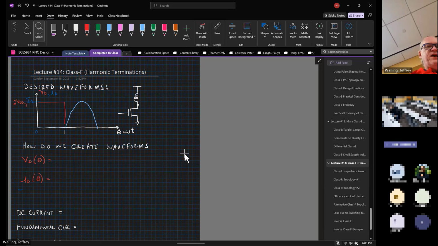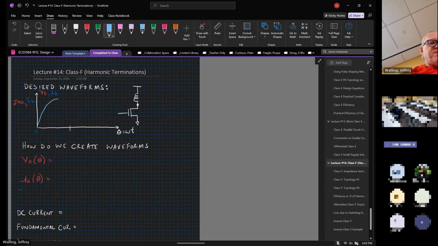So for instance, if I square my voltage waveform, and just because of the way I'm going to do the analysis later, it'll be easier if I draw it this way. So if I half rectify my current waveform and square my voltage waveform and get them to non-overlap with one another, then I'll also dissipate no power in the circuit.